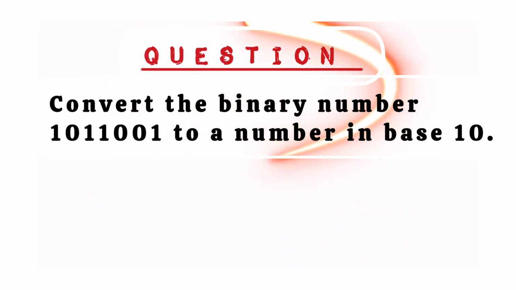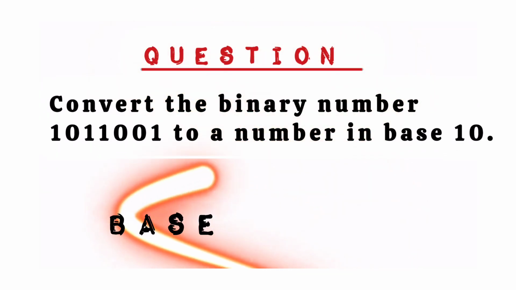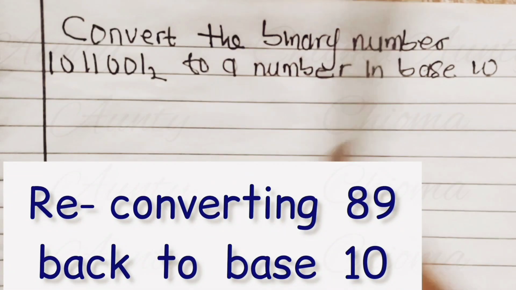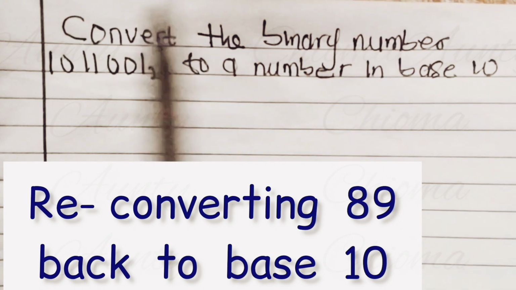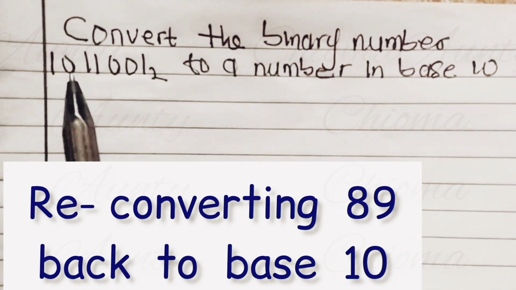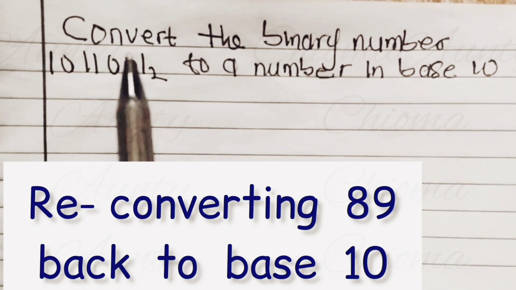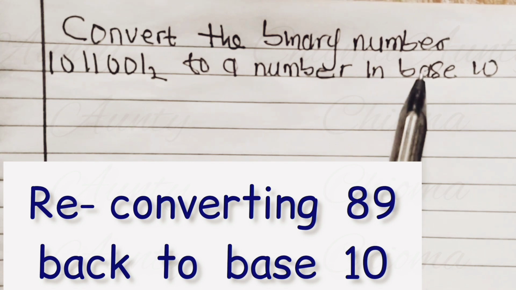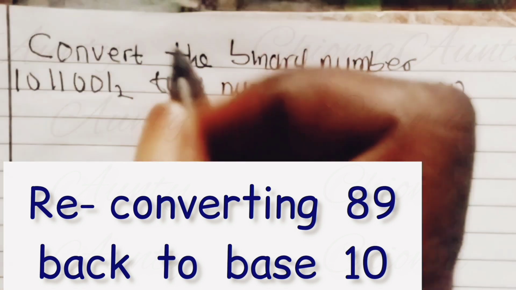Converting numbers from one base to another, for example from base 2 to base 10, is quite simple if you follow these methods. We take the question. It says, convert the binary number 10110001 base 2 to a number in base 10. What's your solution?